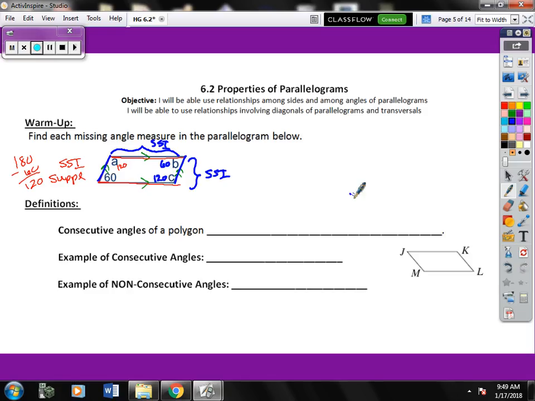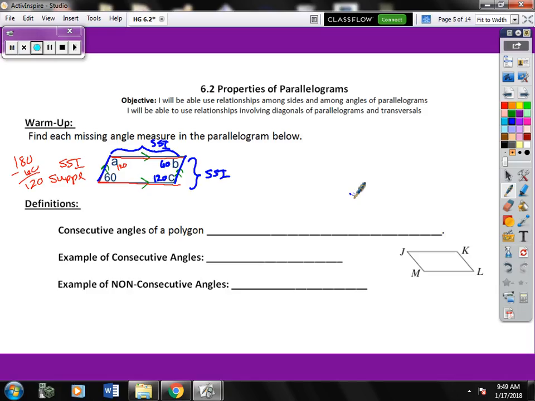What do you notice about the relationships of the angles, besides the supplementary part? Joseph? They look opposite of each other. Yes. The ones that are opposite of one another, those are actually giving you the same exact measurement. Okay, that's one of our properties of a parallelogram that we're going to learn below.